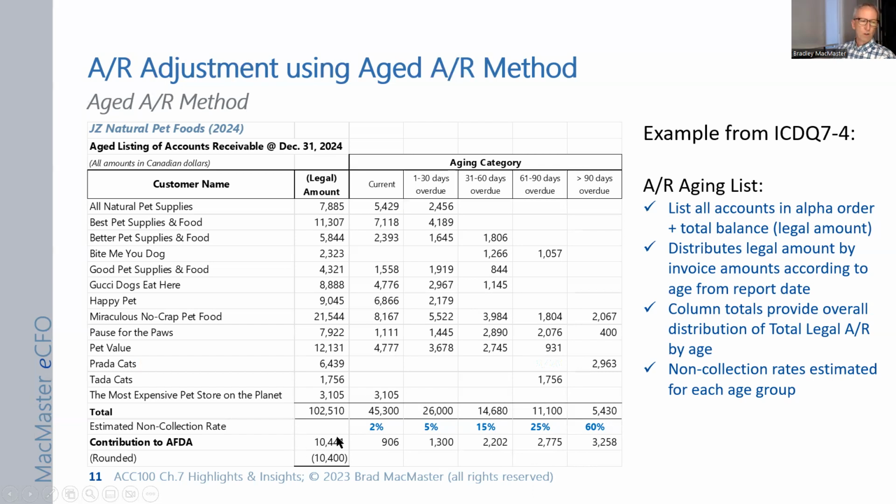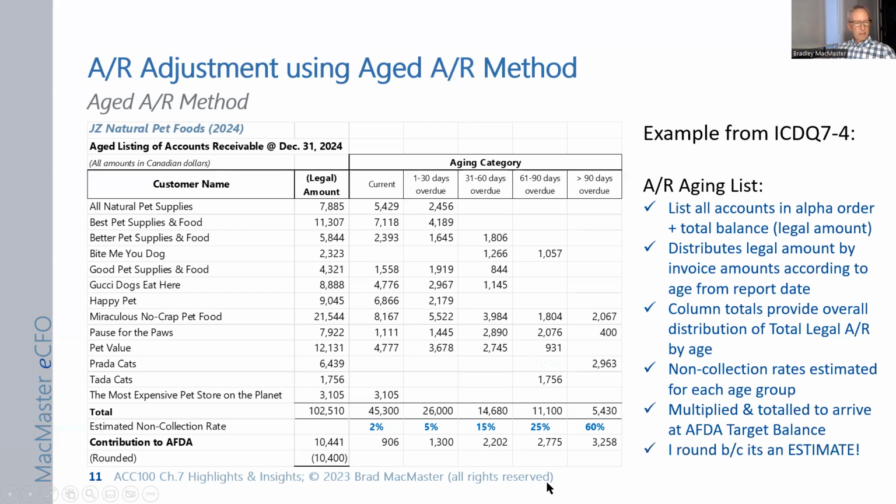That would be the answer that you would give in response to a quiz or an exam. If I was doing it in real life, because I know this is just an estimate, I would round this to something like 10,400 or even 10,000, okay? So we multiply the total distribution of accounts by age by the various probabilities of non-collection. We get these amounts, we add them up to get an overall estimate, and then I'm rounding it. I don't want to create in the minds of people that it's more precise than it really is.